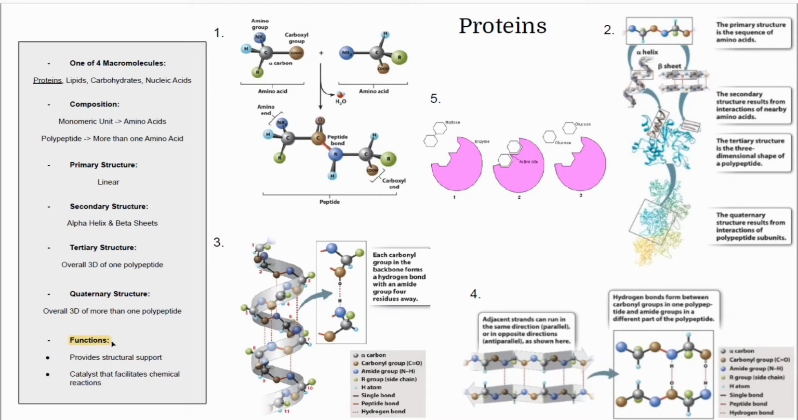Lastly, we're going to talk about the 3 primary functions of proteins. Proteins provide structural support. Proteins catalyze different chemical reactions, as we can see here. And proteins also allow the transport of molecules in and out of the cell. Now, coming back to this point, proteins can act as enzymes to speed up different reactions by lowering the amount of energy required to make the reaction go.